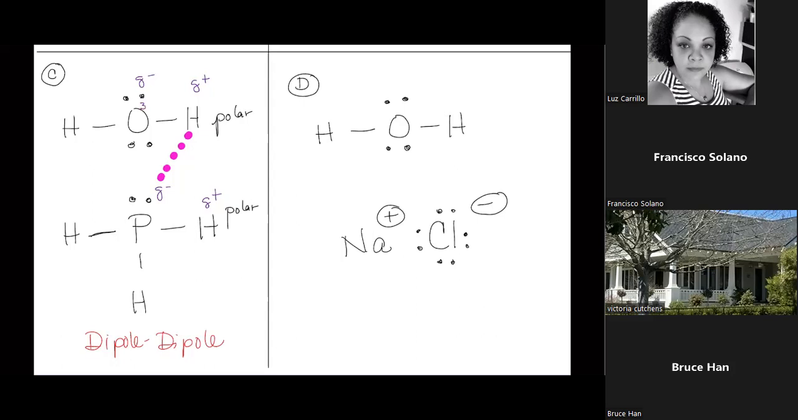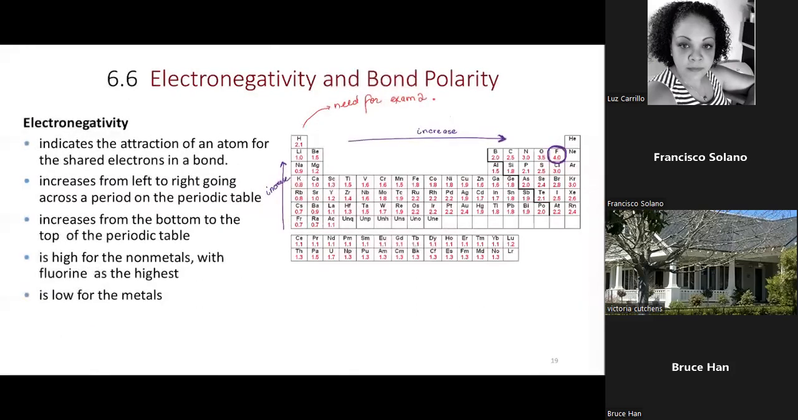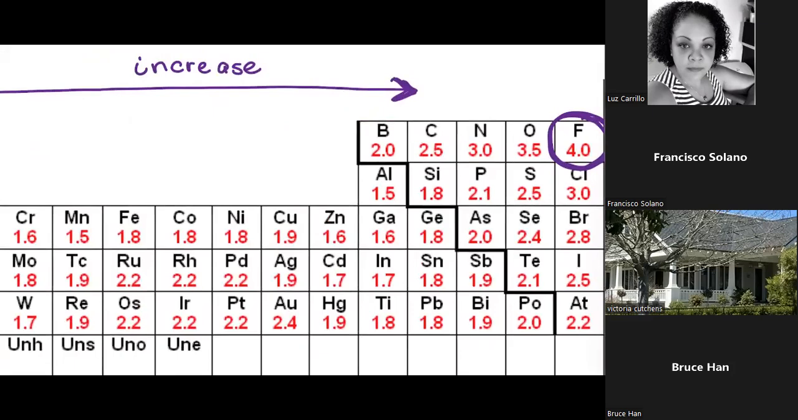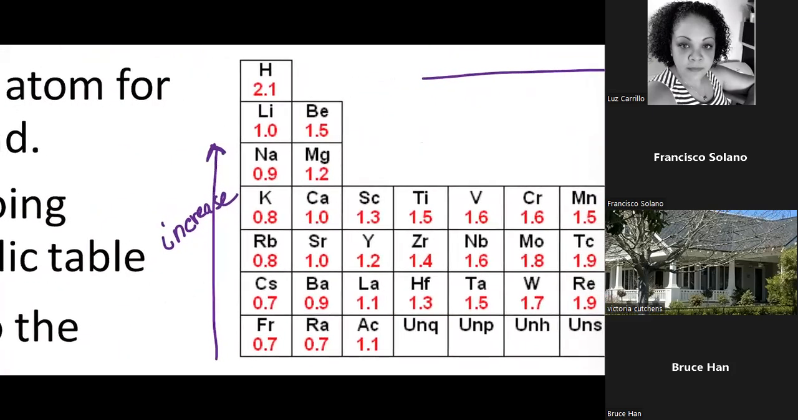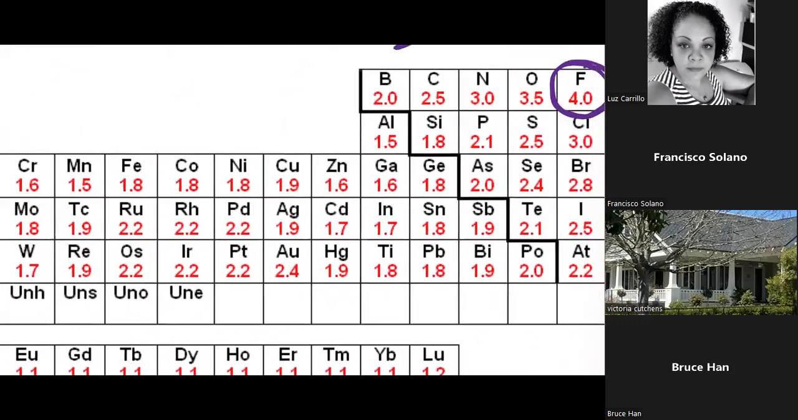So this is 3.5, this is 2.1. Let me verify that those numbers are correct. And we get those numbers from here. See how oxygen, it says 3.5. And hydrogen, it says 2.1. That's how we know.